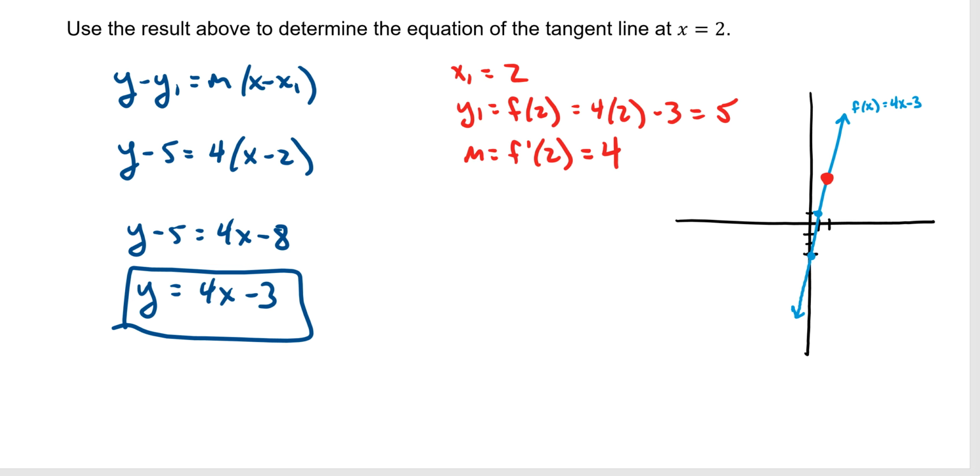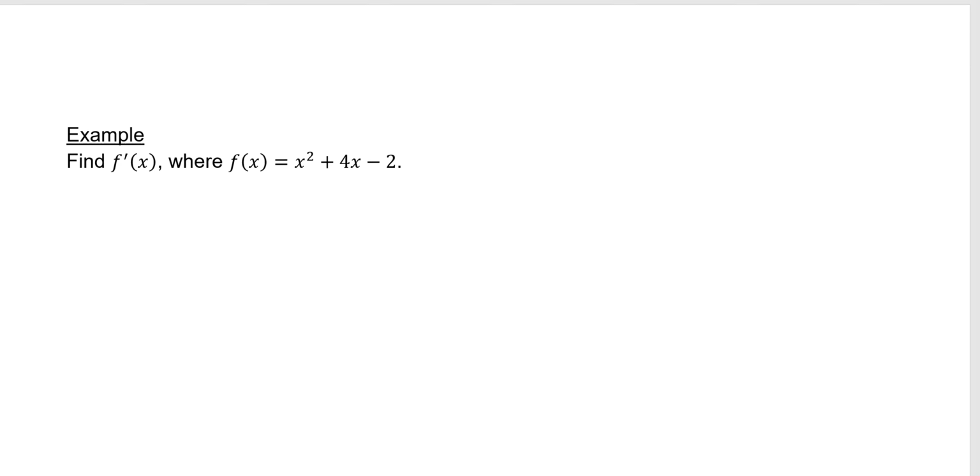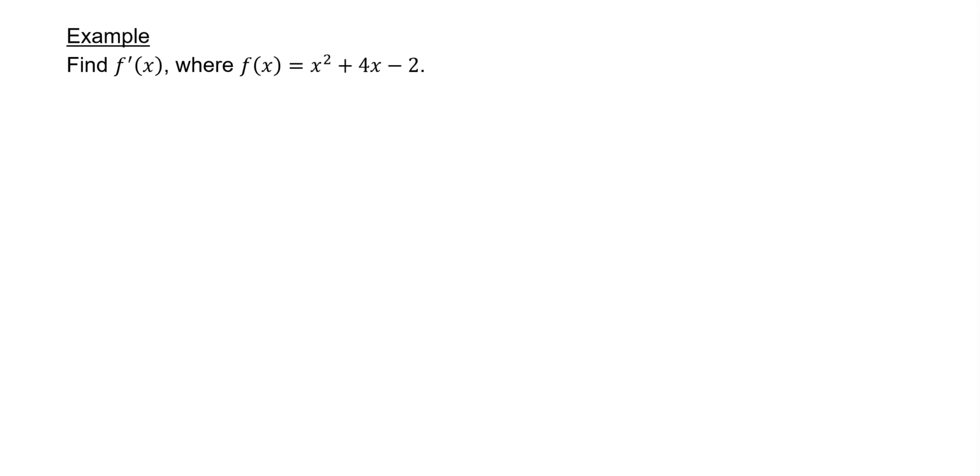Right, so that was with a linear function. Now let's do two or three more examples where it's a little bit trickier. Let's see this quadratic function, and you'll see why it's a little bit trickier when we do it. So we want to find f prime of x for f of x equals x squared plus 4x minus 2.